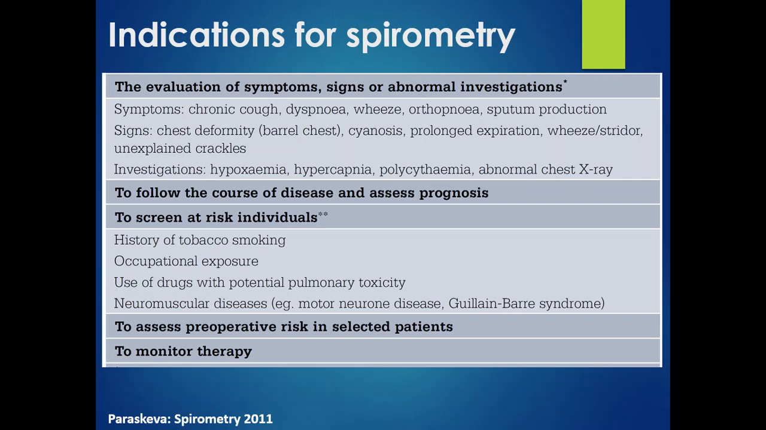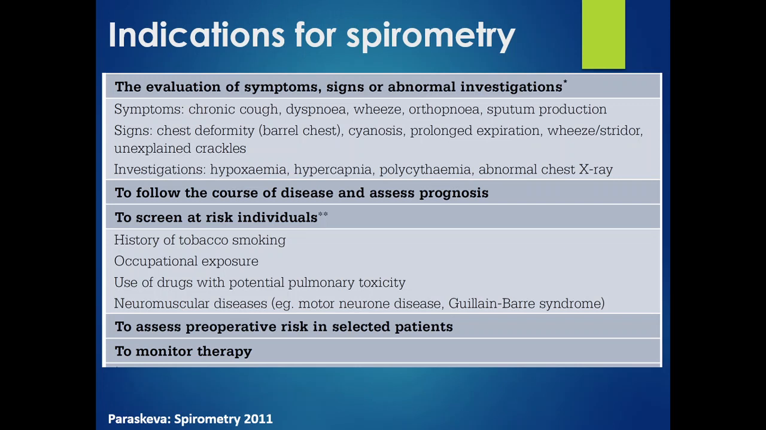The indications for spirometry in clinical medicine is first to evaluate symptoms and signs or abnormal investigations of the respiratory system. For example, symptoms of cough, dyspnea, wheezes, orthopnea, sputum production are suggestive of asthma, COPD, interstitial lung disease, and spirometry is very important to help with the diagnosis and assess the severity of these diseases.